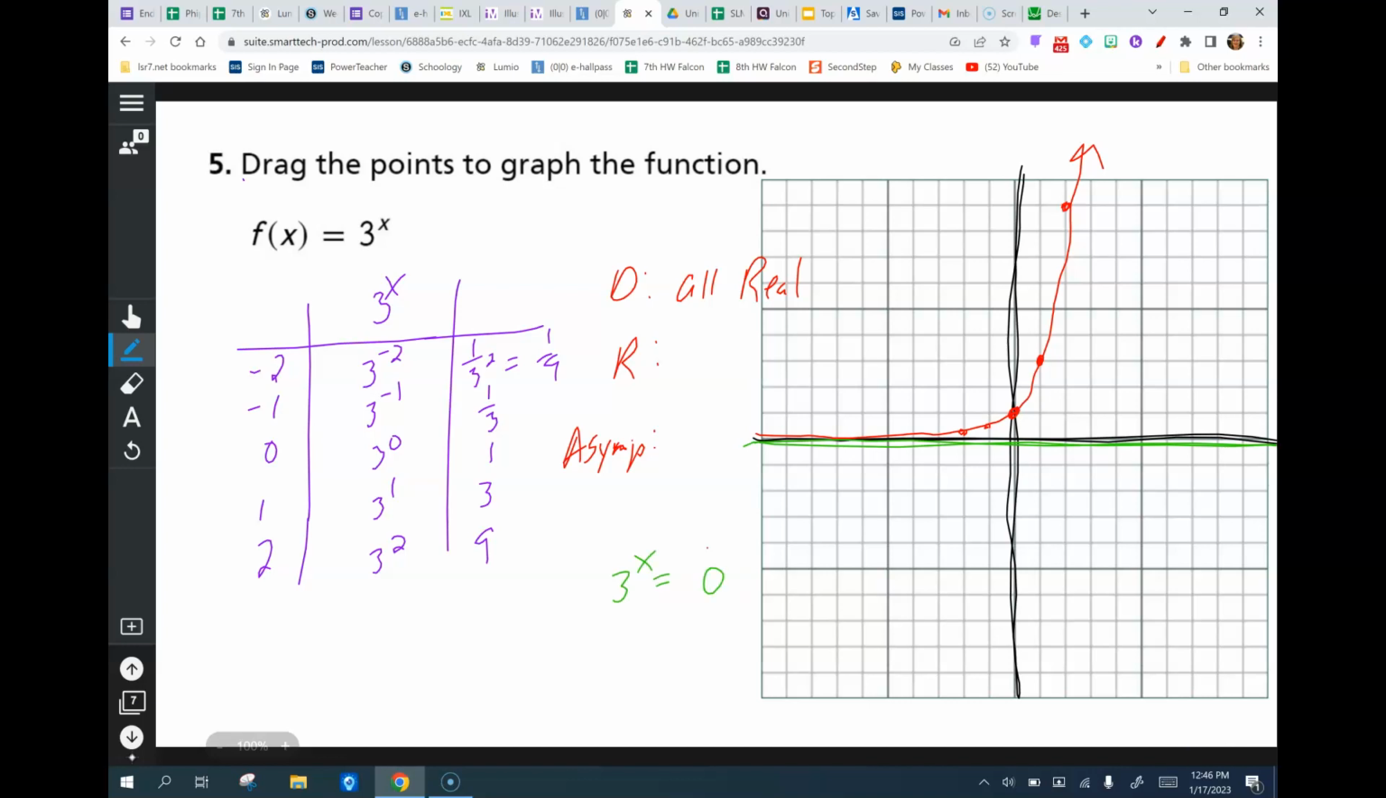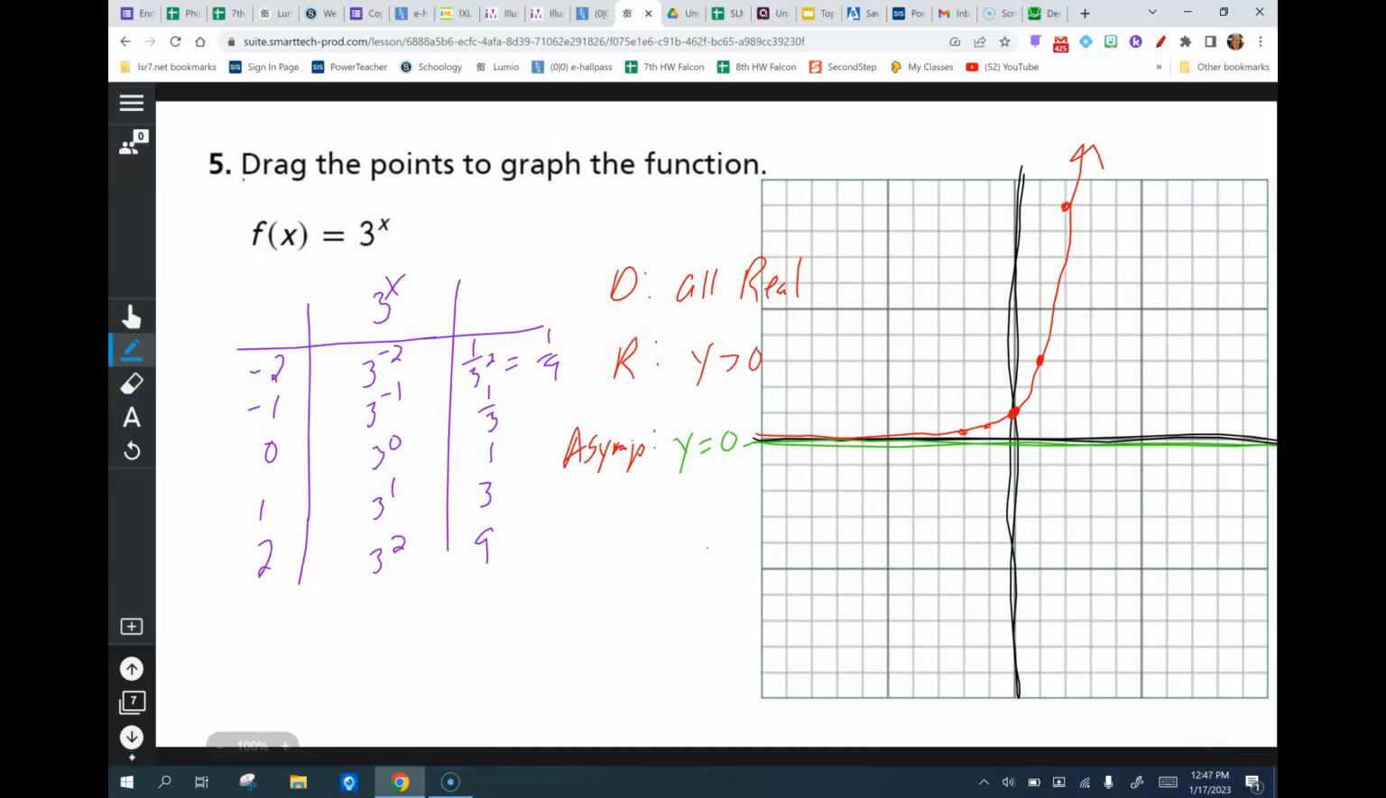It will get closer and closer, but it will never cross it. So that is our asymptote. Y is equal to 0. And that's going to be the asymptote on most of them that you're going to be doing this year. Now, your asymptote determines your range. So your range is y is greater than 0, not equal to, just greater than.